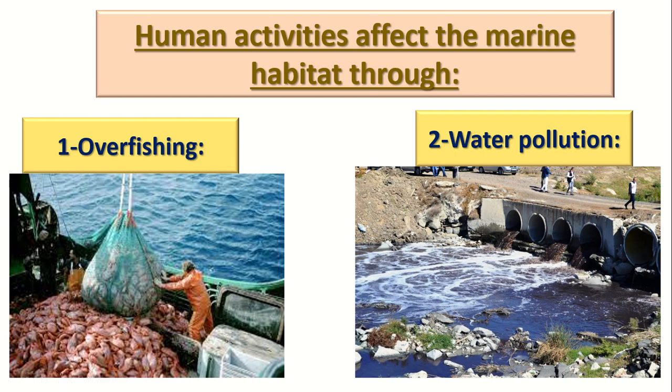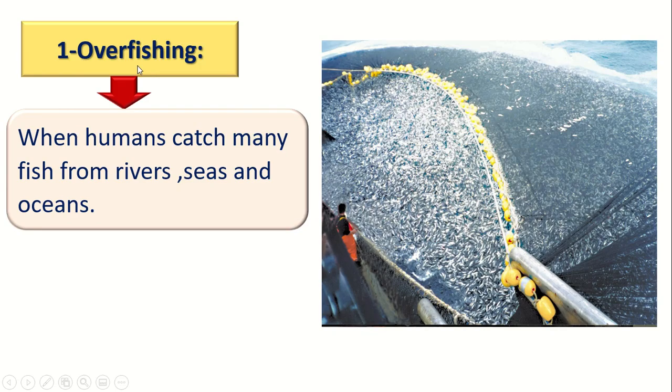Okay, now let's talk about the human activities which have a bad effect on the marine habitat or marine environment. Marine habitat means the water habitat. Okay, what are the bad human activities on water? Number 1, overfishing. Number 2, water pollution. Okay, number 1, what's the meaning of overfishing? Overfishing means when humans or fishers catch many fish from rivers, seas, and oceans.